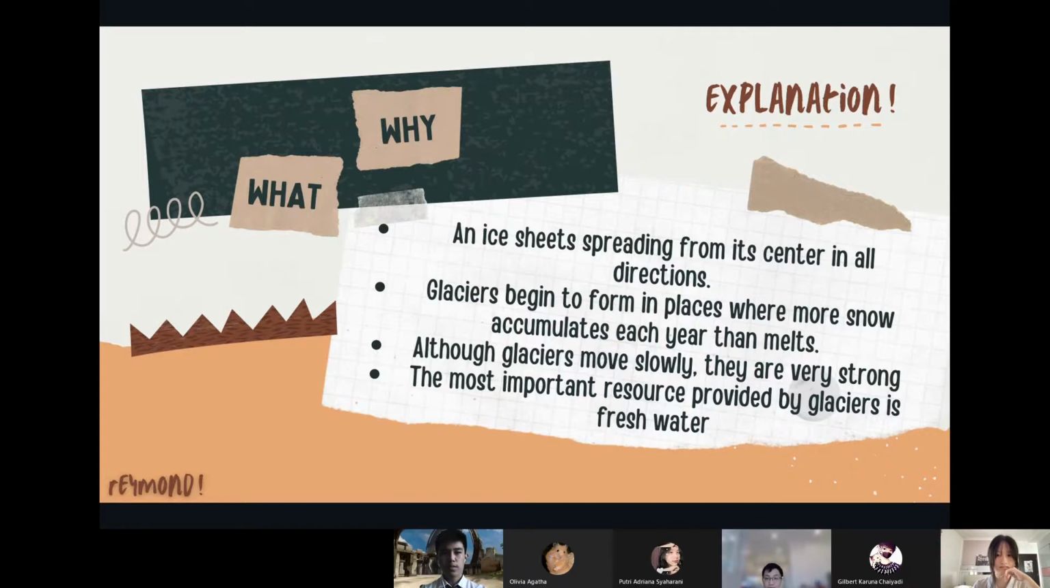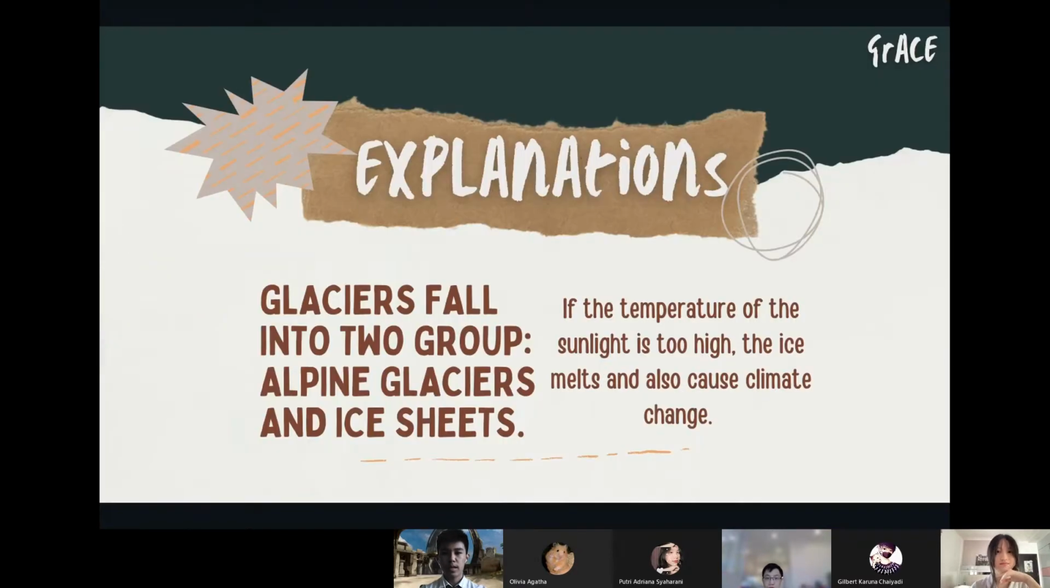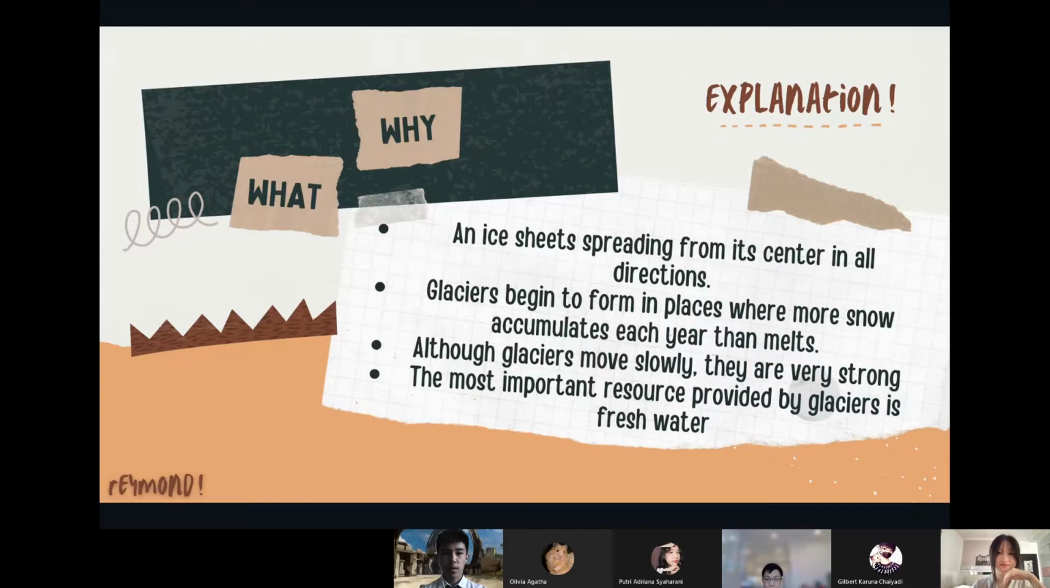Although glaciers move slowly, they are very strong. If the glacier is not on the right track, it will damage the environment. The most important resource provided by glaciers is fresh water. Rivers are formed by melting glacier ice. Several companies make glacier water that tastes clean and fresh because the water has been trapped in the glacier for so long. Many people believe that it's not exposed to liquid pollutants.